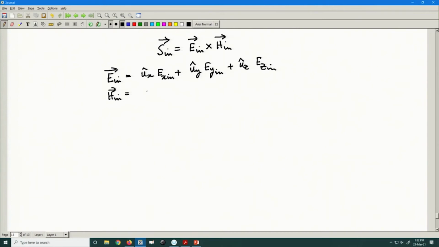Similarly, H_in will be u_x H_x_in plus u_y H_y_in plus u_z H_z_in. Now, if I perform this operation S_in, it will ultimately be a product of these terms, which is similar to the product of A_in B_in we saw earlier.